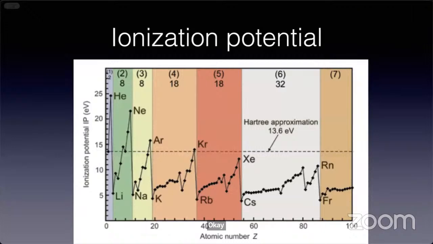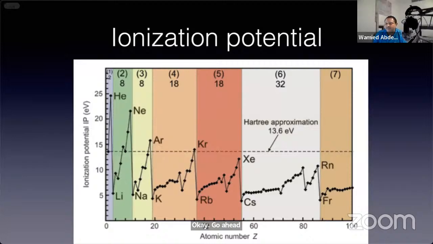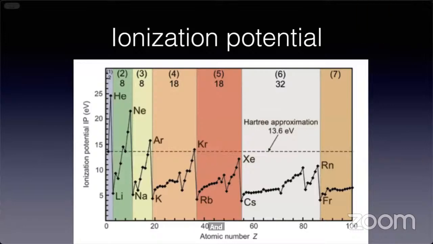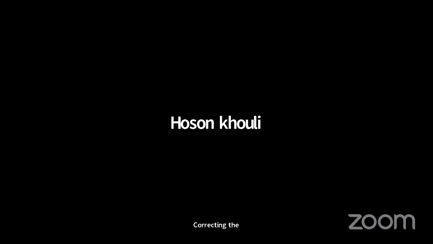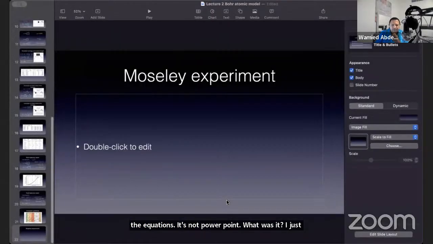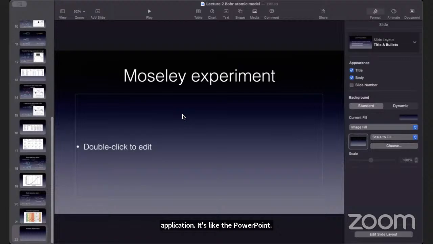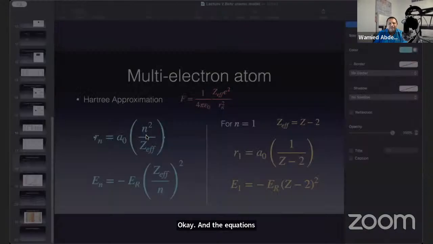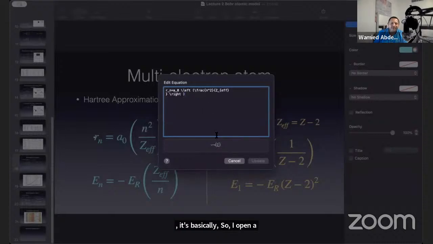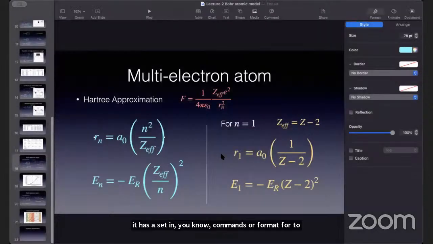I had a question not related to the lecture. Go ahead. If it's something I want to cover, maybe I will give you a short answer. Not science, not physics: the application that you are using for the presentation, in which you were writing the equations. It's not PowerPoint. What was it? I use Keynote. So this is how it looks. It's a Mac application, like PowerPoint, but the Mac version. And the equations are basically LaTeX. I open a formula and then you type; it has certain commands or format to get these equations. Interesting. Okay, thank you.